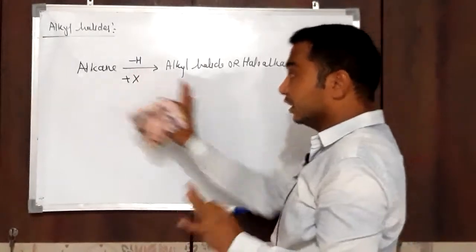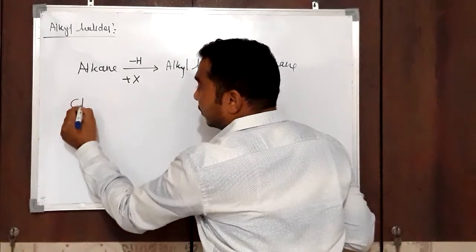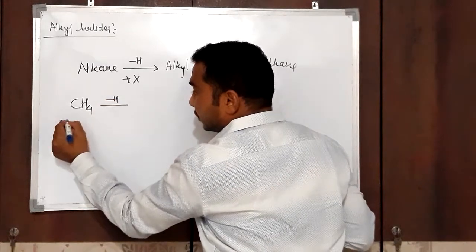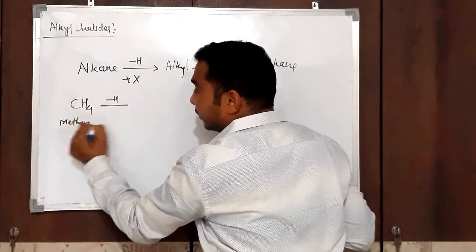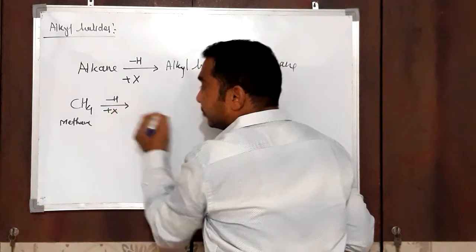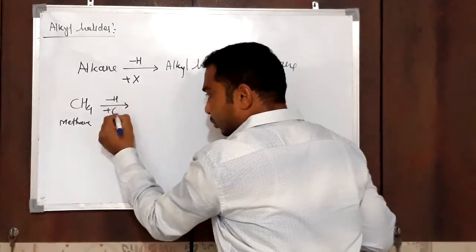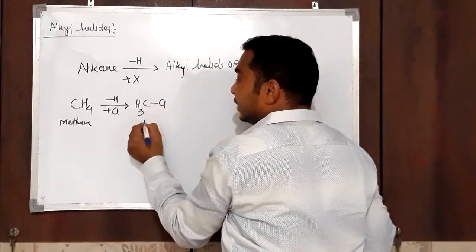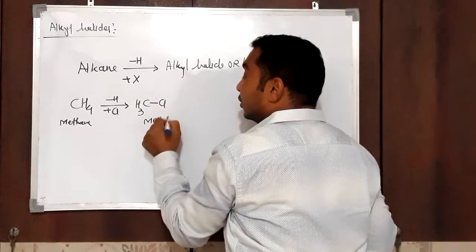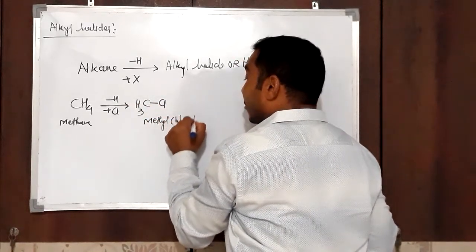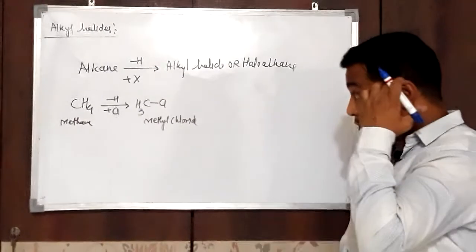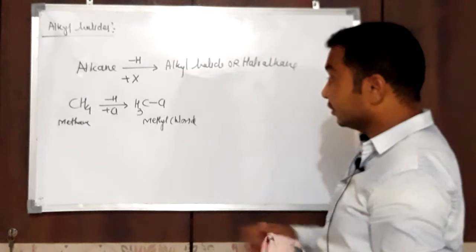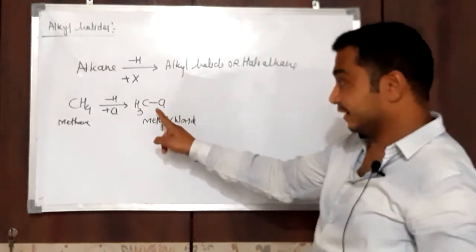We have to consider an alkane, for example methane. From this methane, replace one hydrogen by a halogen atom, for example chlorine. Then it will give CH3Cl, whose common name is methyl chloride. The IUPAC name is chloromethane, like haloalkane. So this is an alkyl halide.